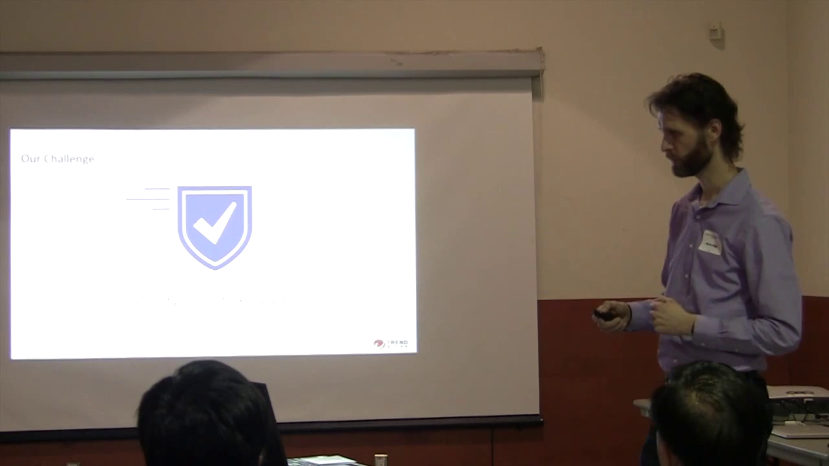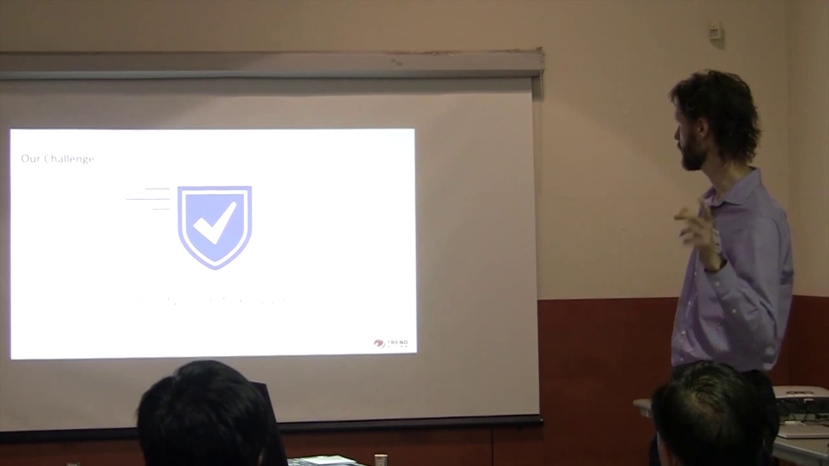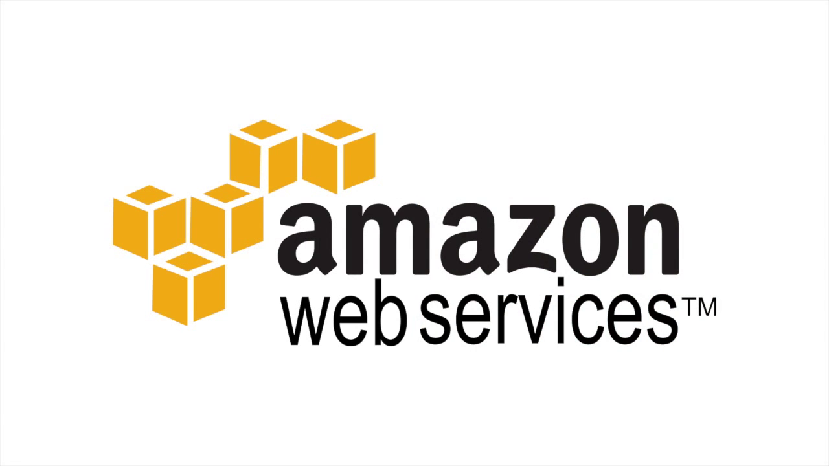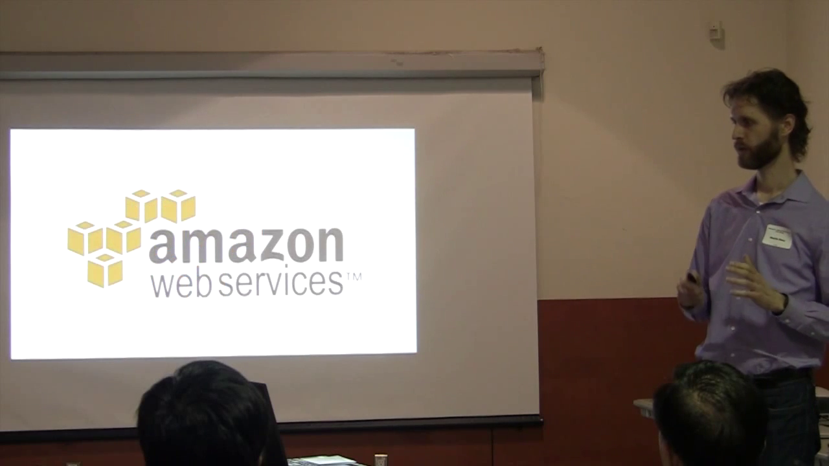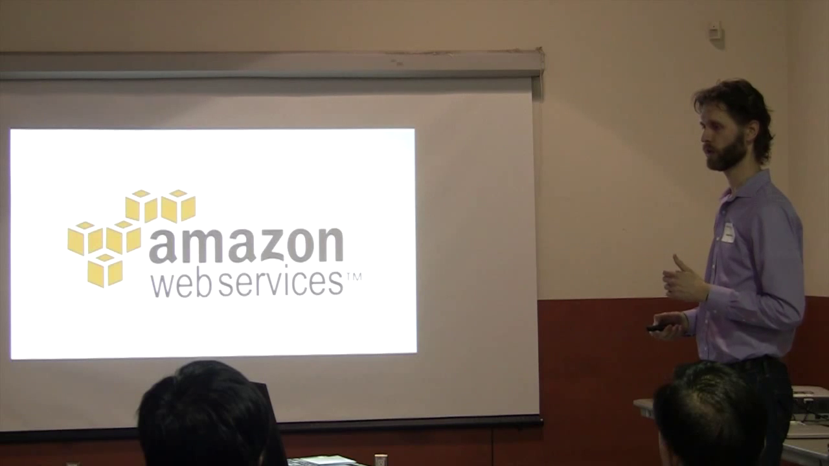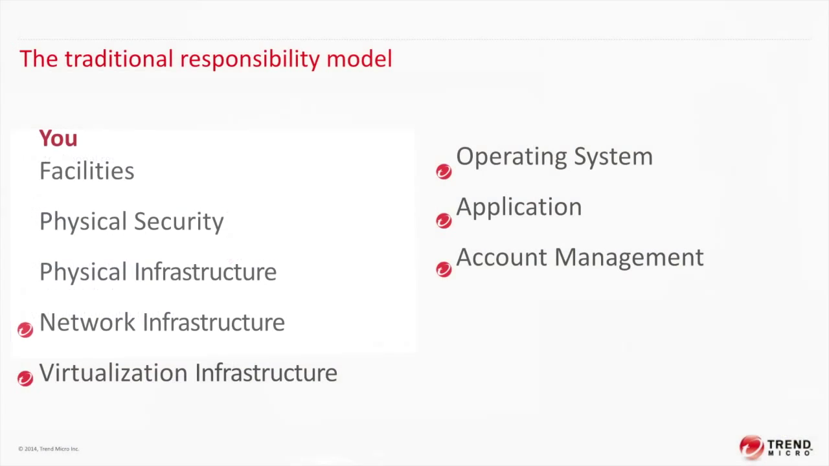And so that's what we're going to talk about today. And I want you to keep that in mind as we go through the slides here. Of course, we're here to talk about Amazon Web Services specifically. To understand how their approach works in the cloud, how security is actually addressed in the cloud, we need to look at the traditional model. And the traditional model is you're basically on the hook for everything.